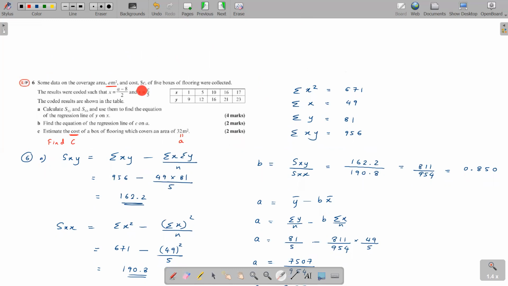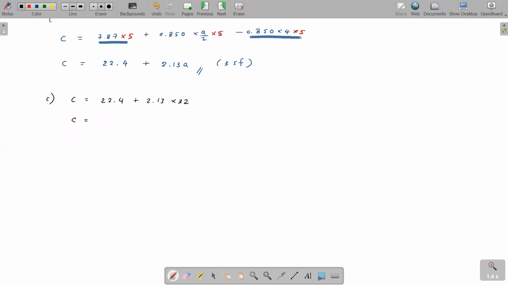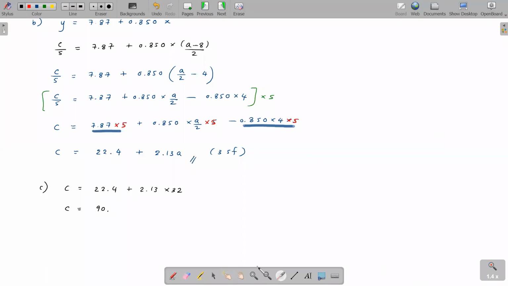Okay, so make sure you look at the units and see now over here the area is input in square meters. So make sure that whatever input you give for A is also in square meters. So those things are important. So here we use A as 32 square meters. So the units are correct, and then your C will come in dollars. So what's the value of C? Okay, so this becomes 90.56, or you can correct it to 3SF, or $90.6.